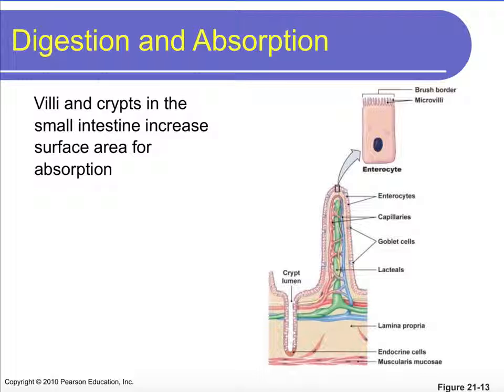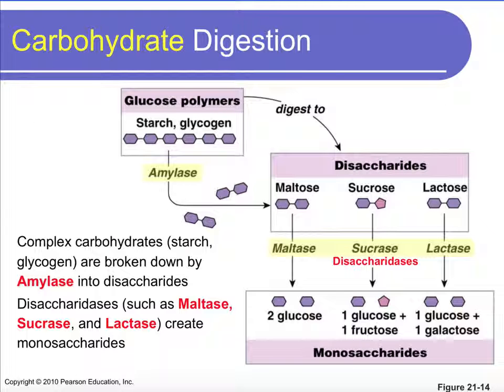Again, digestion is taking food and breaking it down into smaller components so that we can absorb them. And remember, we have our villi and crypts in the mucosa layer of our small intestine. Those are really important because the small intestine is where we do the majority of absorption, and the villi and crypts increase surface area so that we can absorb our foods. Now, what kind of foods are we going to eat and how do we break them down?